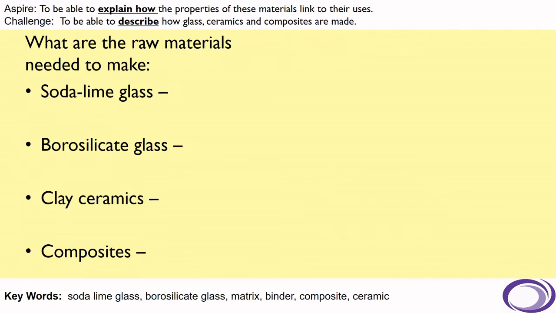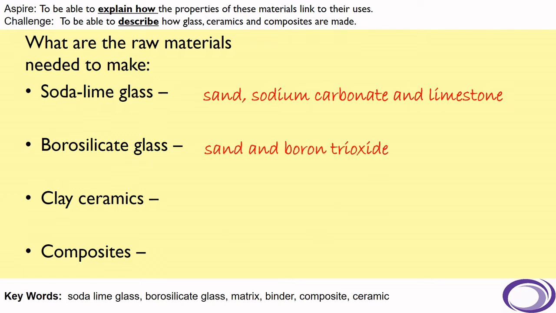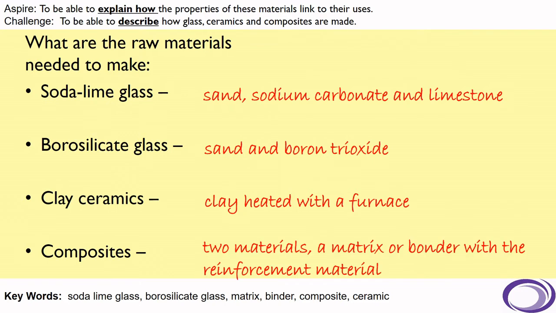So for soda lime glass, we use sand, sodium carbonate and limestone. To make borosilicate glass, we use sand and boron trioxide. Clay ceramics is clay heated in a furnace. And composites have two materials, a matrix or binder with the reinforcement material added into it.